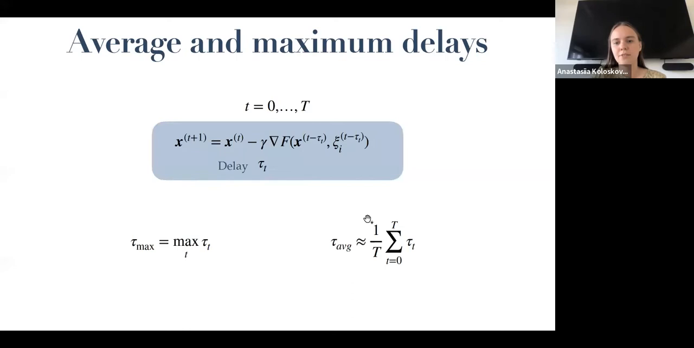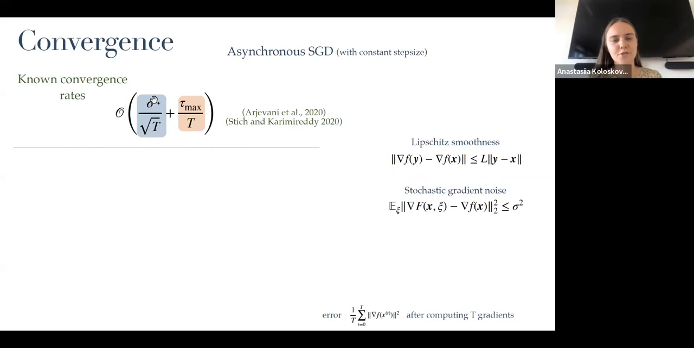So let's look at the convergence rate. This asynchronous SGD algorithm is not new. We did not propose it, and it was known before, and all previous convergence rates of it depended on this maximum delay. Here I show convergence rates for non-convex smooth functions. Sigma here is the stochastic noise of gradients. This convergence rate consists of two terms. One is the stochastic noise term, and the second is this optimization term, and it depends on the maximum delay.